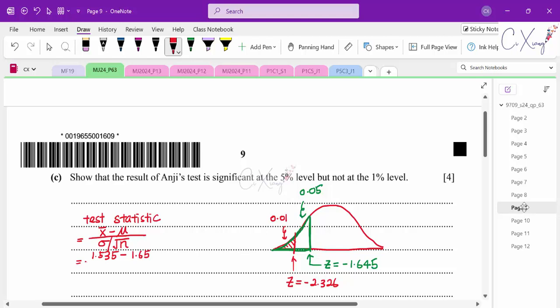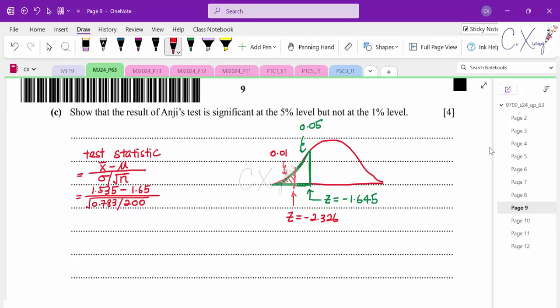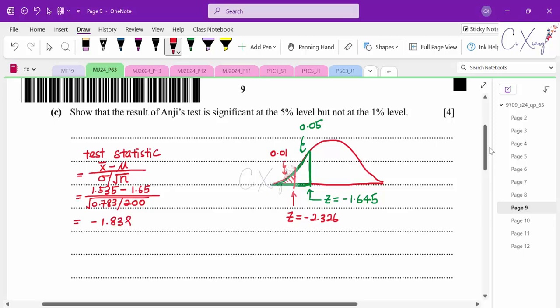Then divided by the population standard deviation, which should be the square root of 0.783, because we have estimated the value just now, which is 0.783, divided by the sample size 200. And from here, your test statistic, by right, you'll get the value negative 1.838.